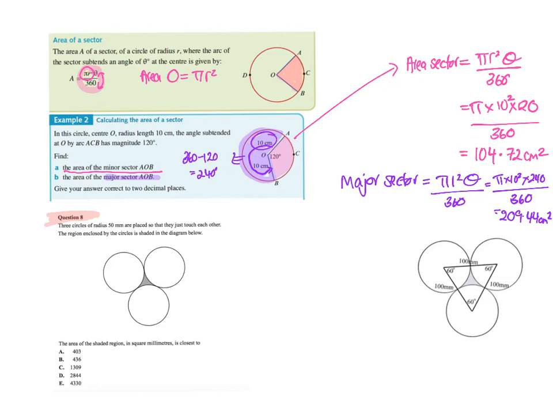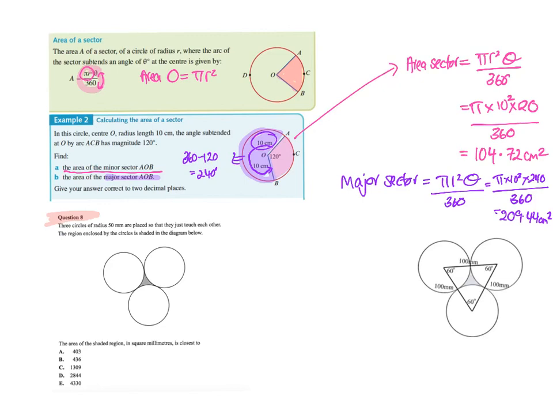You've only got 9 questions in the unit, so it was meant to be a tricky one. It was more that you can't see it, and then as soon as you know how to do it, very easy to work out. So you've got 3 circles of radius 50 millimeters placed so that they just touch each other. The region enclosed by the circles is shaded in the diagram below. The area of the shaded region in millimeters is closest to.